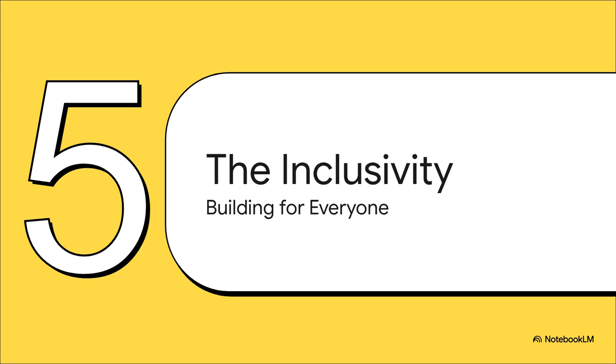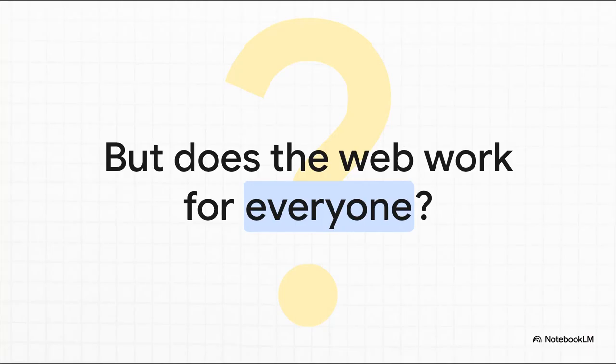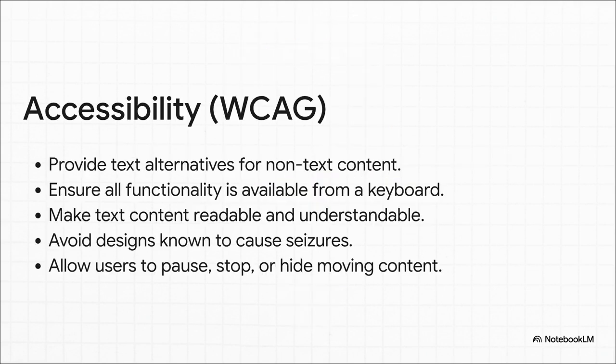We're doing pretty good. But we're missing what is arguably the most important layer of all, the human one. And this is the question we have to ask ourselves. After all this work, does the website we've built actually work for everyone? What about people with disabilities? This is where web accessibility comes into the picture. So, there are these things called the Web Content Accessibility Guidelines, or WCAG for short. They give us a whole framework for making the web inclusive.